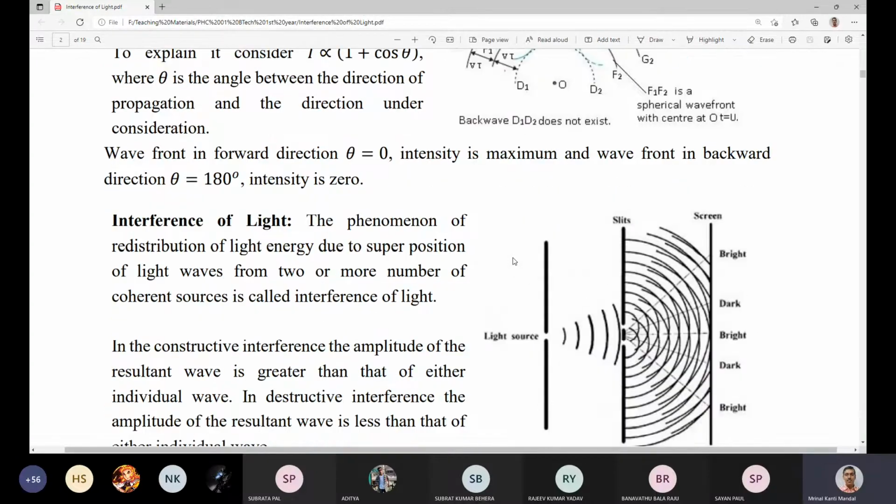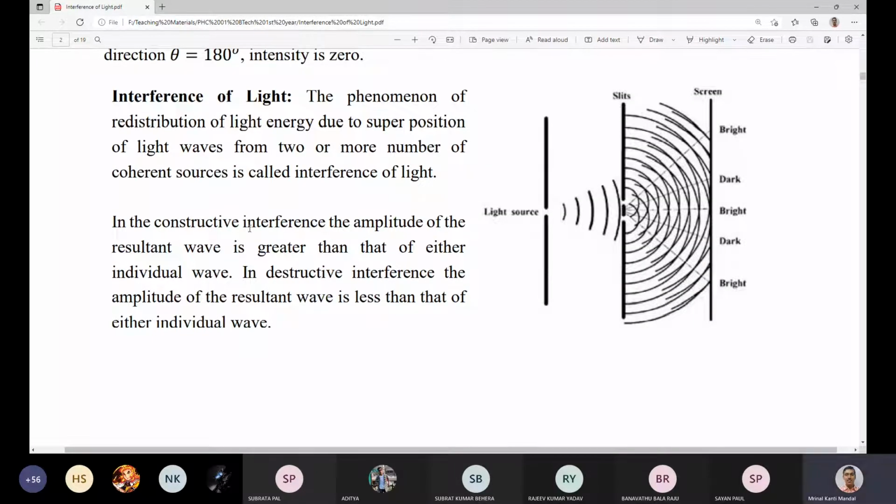Now we come to the interference of light. What is interference? The phenomenon of redistribution of light energy due to superposition of light waves from two or more coherent sources is called interference of light, right? So if we consider the superposition of light waves from two or more coherent sources, then we will get redistribution of light energy on the screen, and that pattern is the interference pattern, and the phenomenon is known as interference of light, right?